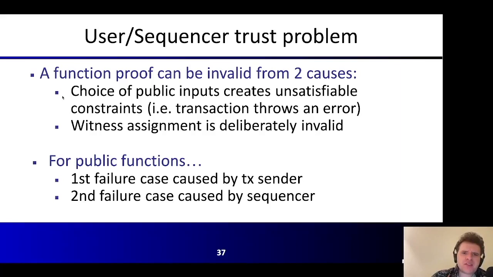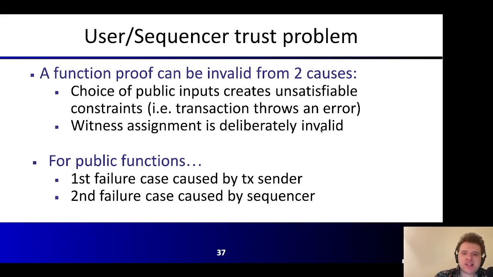What this glossed over is that there are actually two ways a function call can be invalid. One of them is that the public inputs chosen produce unsatisfiable constraints. So this is what will happen if your function has an assertion that throws an error. If you think about an Ethereum smart contract, in an ERC20 contract, if I try to transfer tokens that I do not own, let's say I own 10 tokens and I try to transfer 1,000, then there'll be an assertion error and that transaction will be invalid. That's case number one.